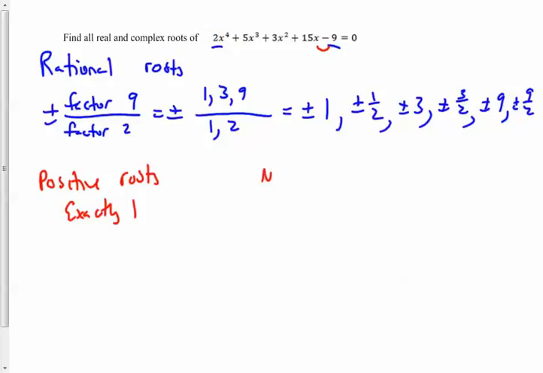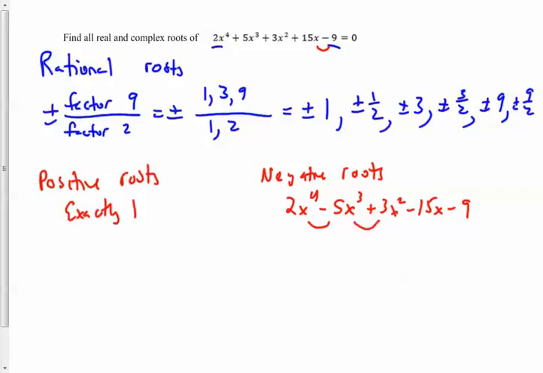If we're looking at negative roots, well, again, really we're thinking replacing x with negative x. I'm looking at 2x to the fourth minus 5x cubed plus 3x squared minus 15x minus 9. Well, sign changes, we have 1 between the positive 2 and negative 5, 1 from the negative 5 to positive 3, and a third one from positive 3 to negative 15. Notice between negative 15 and negative 9, there isn't a sign change.